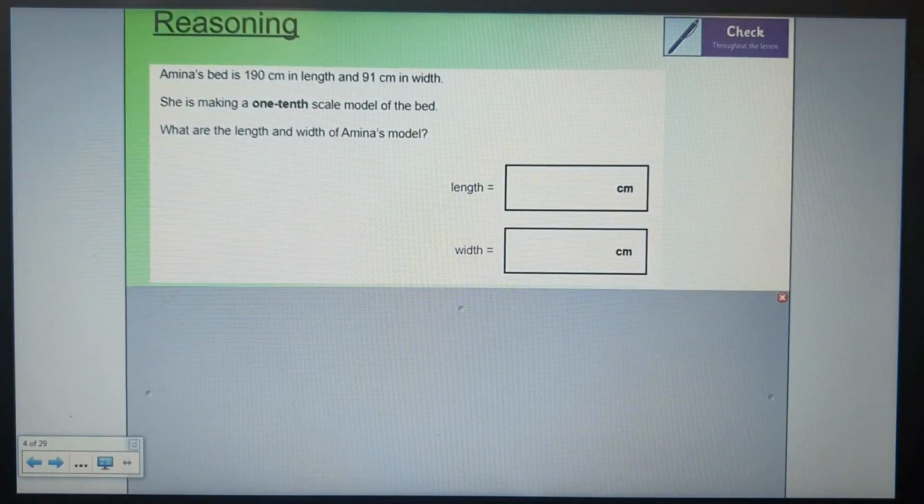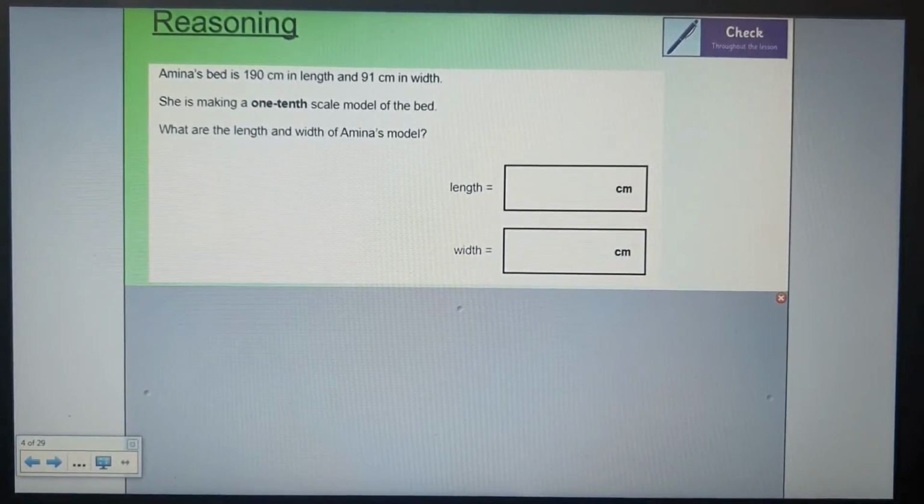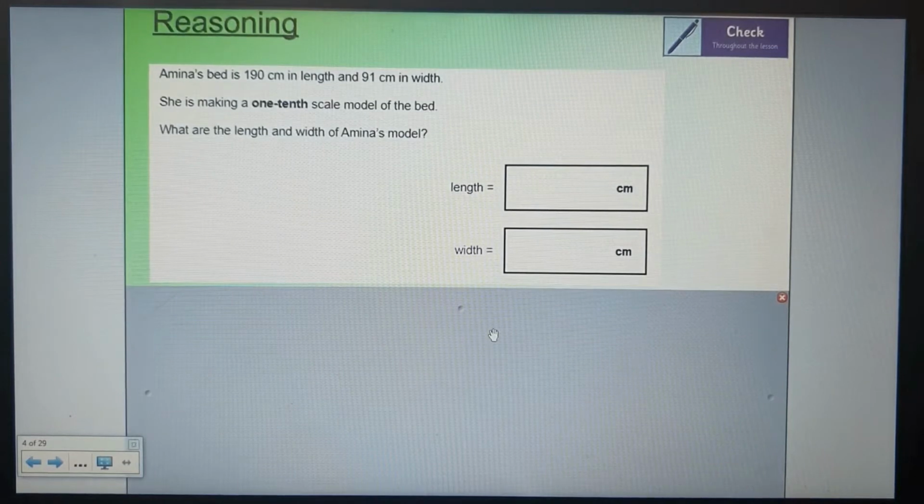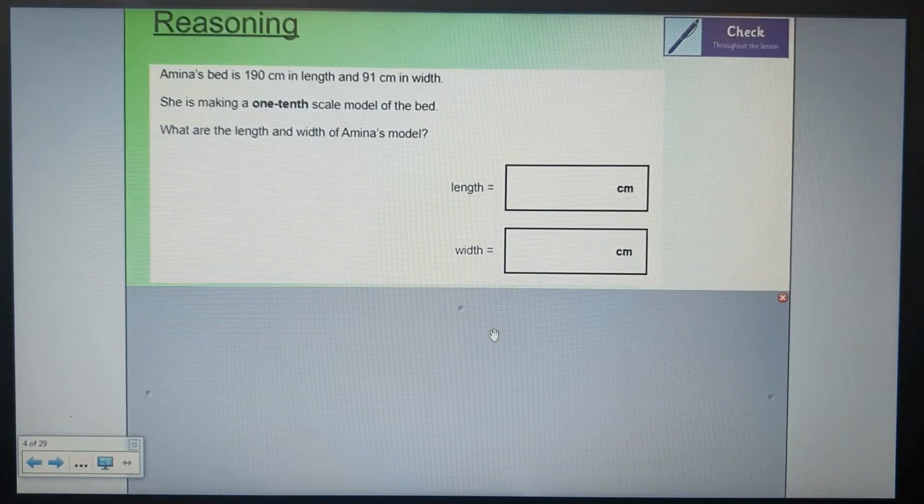Right, I'd like you to have a little go at this reasoning question. Read through it, and then when you're ready, pause the video and have a little go. So, pause the video now. Okay, well done. So it says Amina's bed is 190 centimetres in length and 91 centimetres in width. She is making a 1/10 scale model of the bed. What are the length and width of Amina's model?